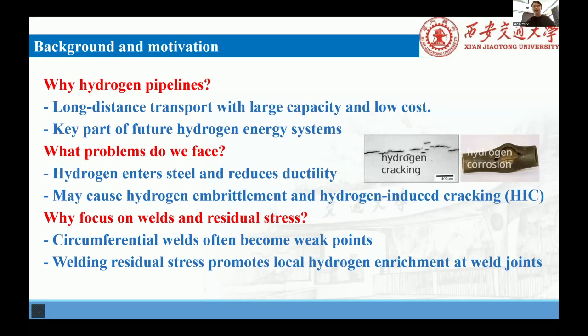Weld joints are usually the weakest locations in a pipeline system. Circumferential welds introduce complex and high residual stress, which can promote local hydrogen enrichment and increase the risk of cracking.